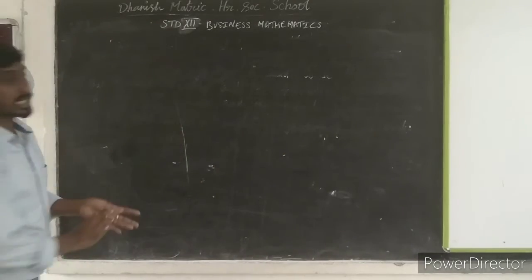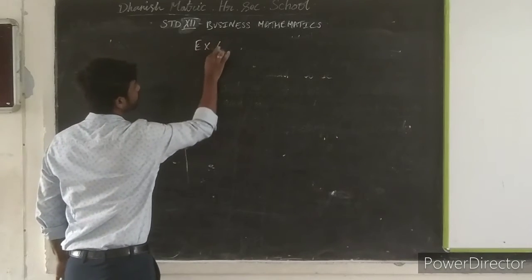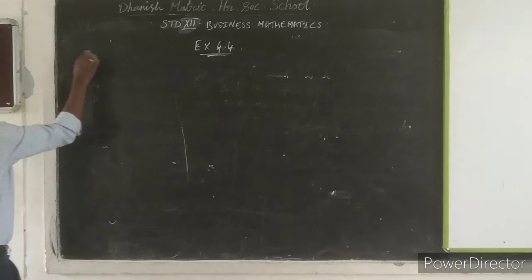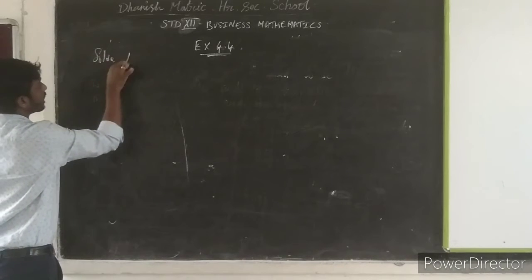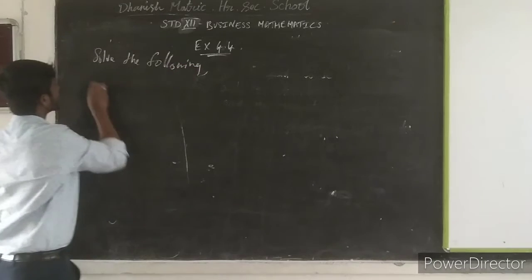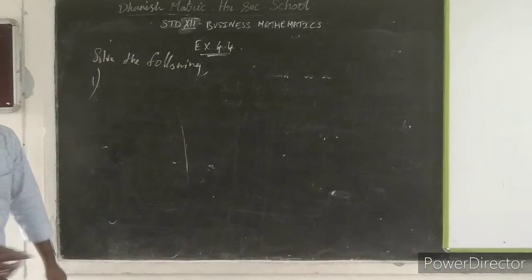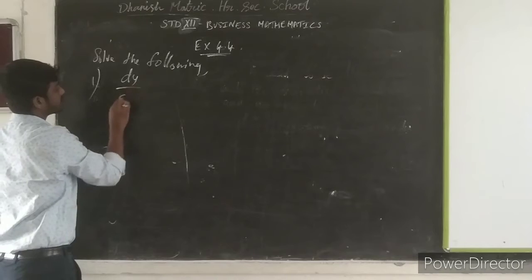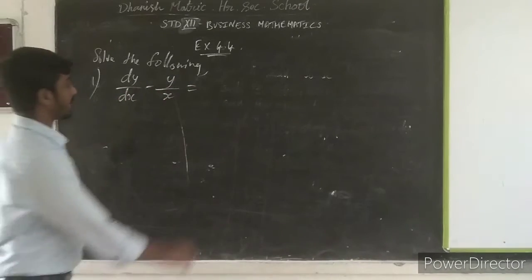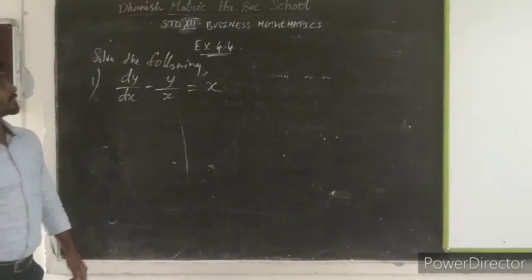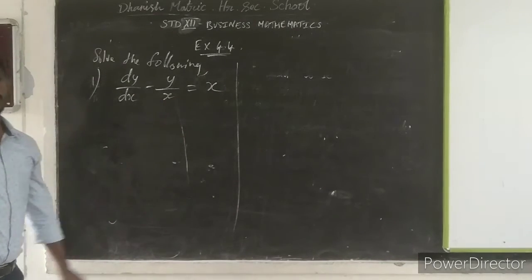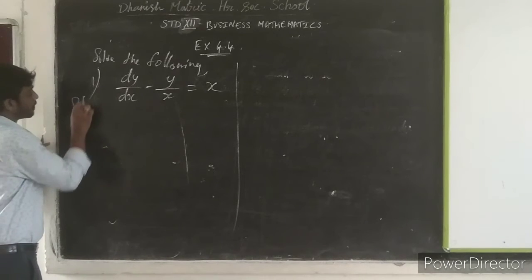Let me see exercise 4.4, the first sum, that is solve the following. The first one is dy divided by dx minus y divided by x equal to x. So dy by dx minus y by x equal to x here. So it is in this form.